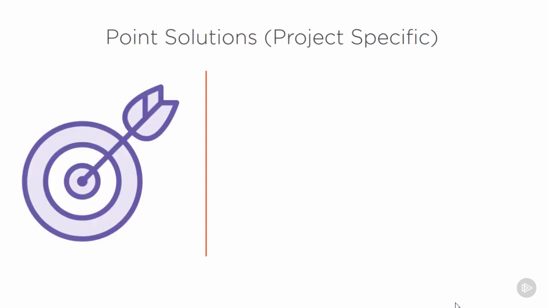Point solutions or project specific solutions. Every organization has a need to deploy just either a stopgap solution, or they need to keep something segregated from other environments, whatever the case may be, but a Unity VSA would be a great opportunity for you to do that. When we say a great opportunity for a point solution, a department-specific solution is a great example.